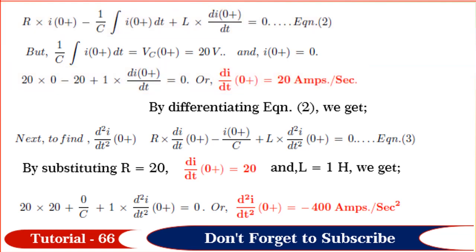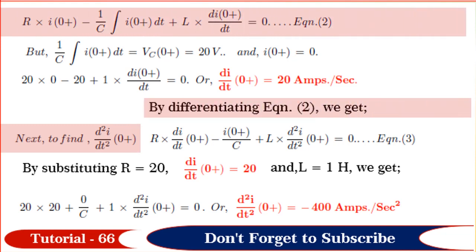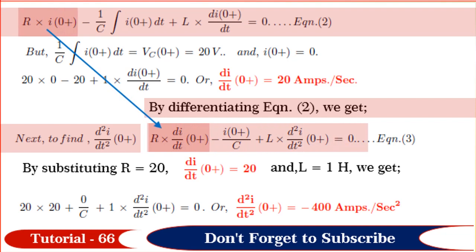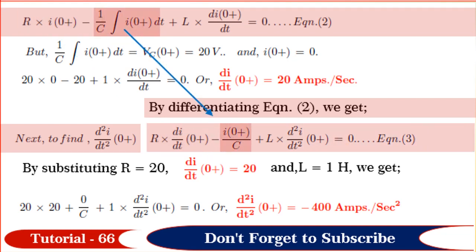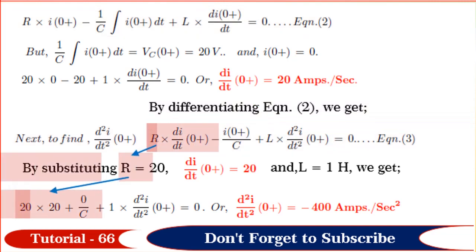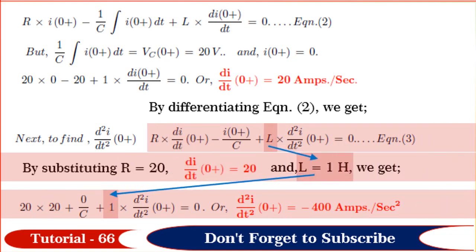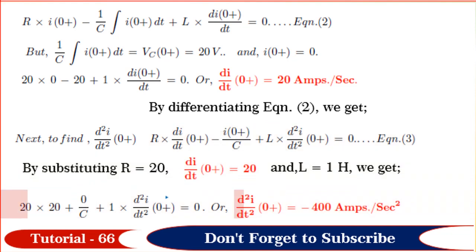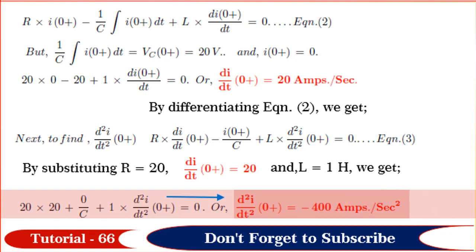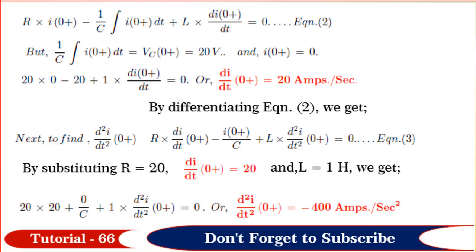Friends, now to obtain d²i/dt² at 0+, by differentiating equation 2, we get R·di/dt(0+) − I(0+)/C + L·d²i/dt²(0+) = 0. By substituting R = 20 ohm, di/dt(0+) = 20 and L = 1 Henry, and solving, we get d²i/dt² at 0+ equal to minus 400 amperes per second squared. Hope you understood it.